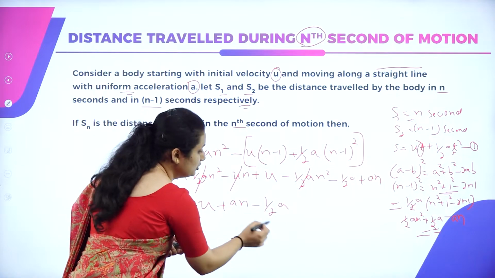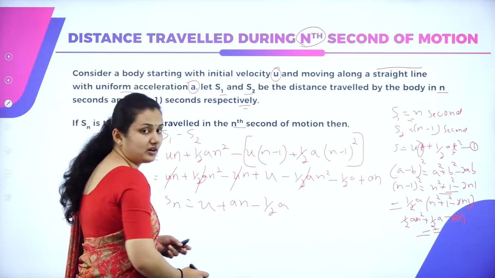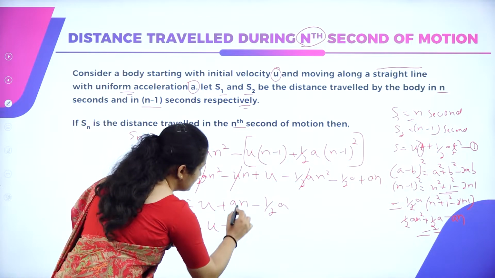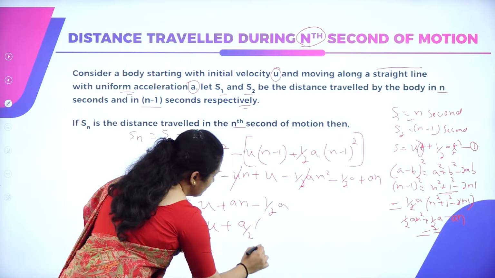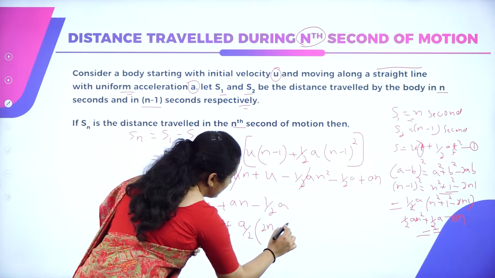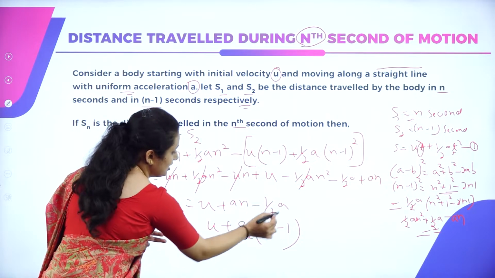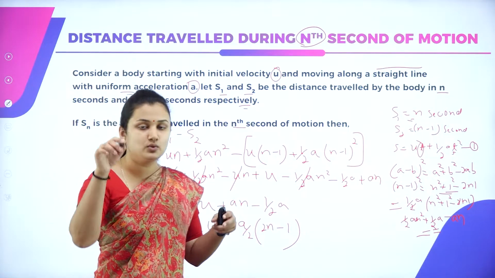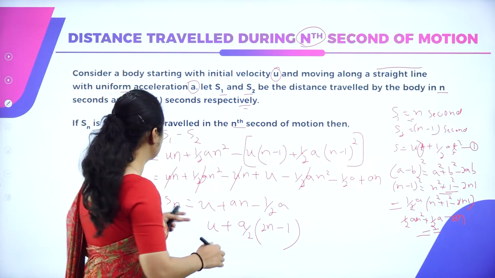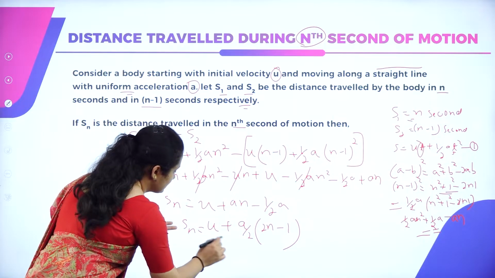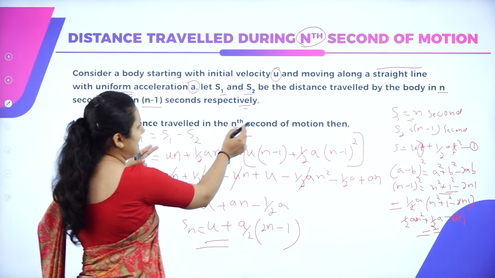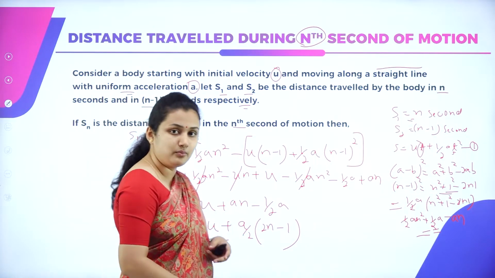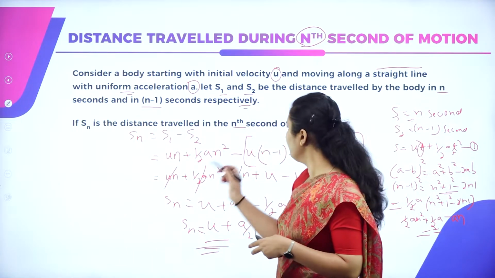To remove this term, what will I do? I'll take a by 2 out. So it will be u plus, I'll take a by 2 out, so I'll get 2n minus 1. So Sn is u plus a by 2 into 2n minus 1 in the bracket. So this is the Sn. This is the distance travelled in the nth second of motion. This is the distance travelled by the body in the nth second of motion.